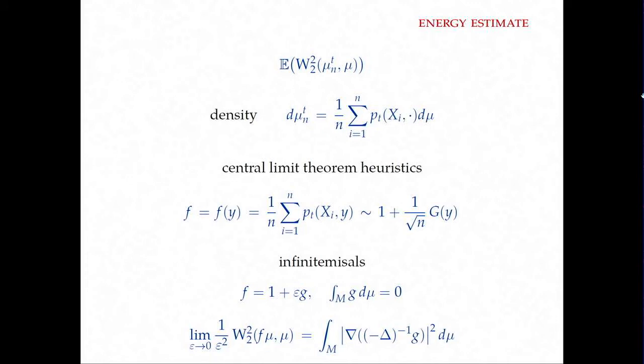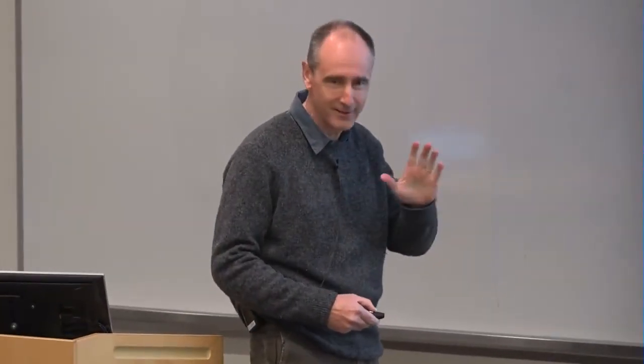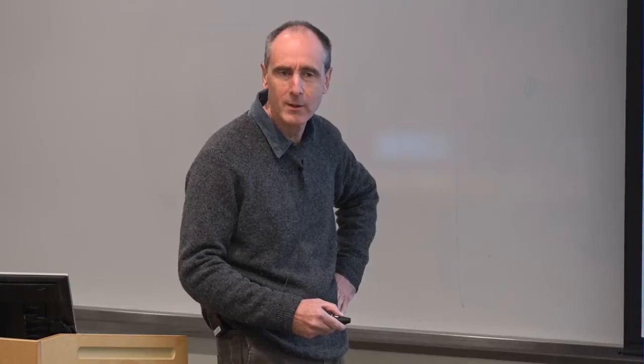And behind this limit here, there is actually an inequality, which is the following. Each time you have a measure which has a density f with respect to mu, the Wasserstein-Kantorovich W2 between the two measures is actually upper bounded by this dual Sobolev norm.